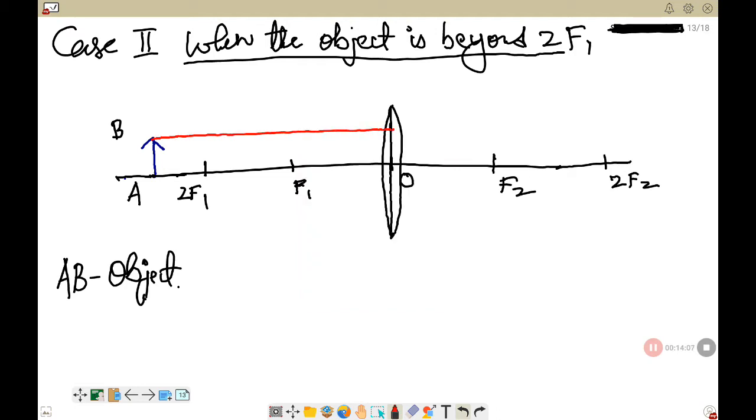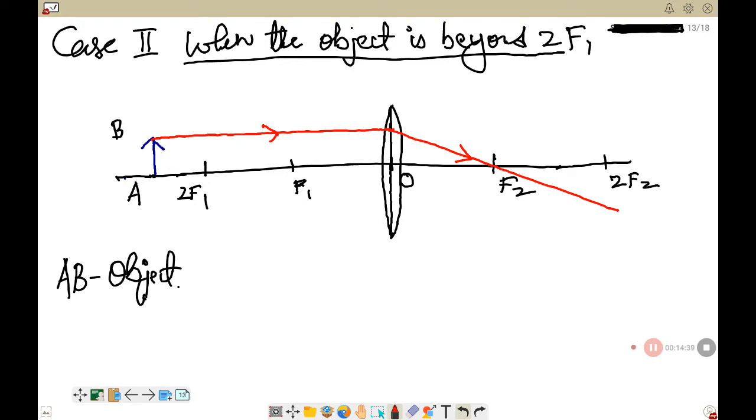So I'll first use my first ray. The ray is parallel to the principal axis. As I said, the ray which is parallel to the principal axis after refraction will pass through the second focus. So please remember this and use a ruler. Understand? If you do not use a ruler, what will happen? You will not get a perfect result.